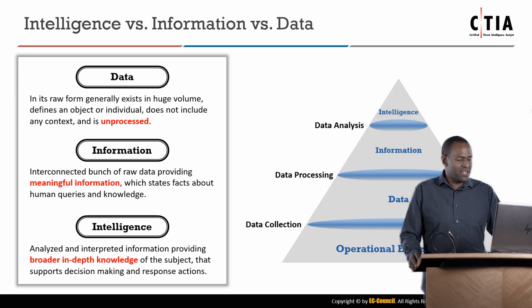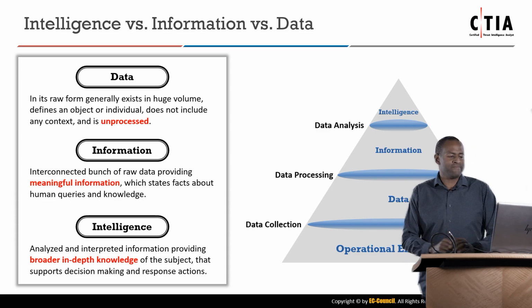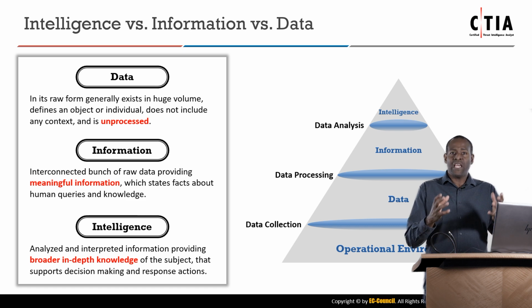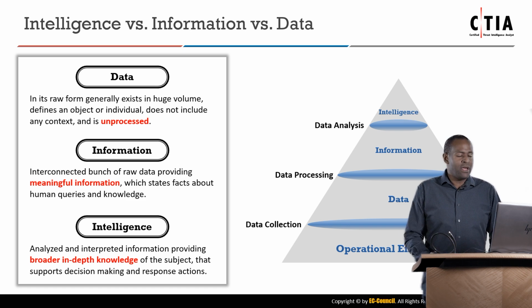Now let's move to intelligence. It's analyzed and interpreted information providing broader, in-depth knowledge of the subject that supports decision-making and response actions. So I had data, 128. I have information. It's part of an IP address, 192.168.128.something. And that belongs to a host.